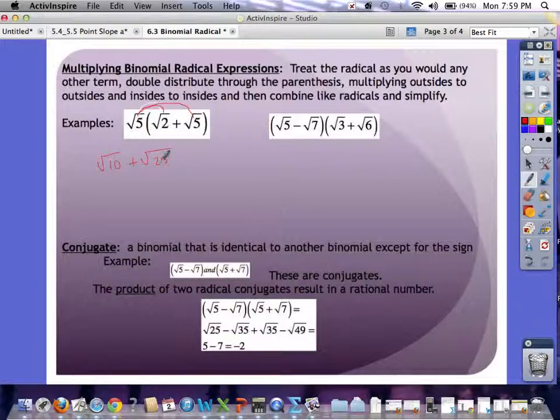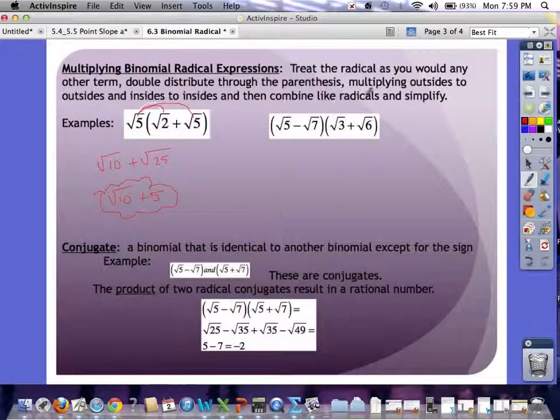Square root of 25 is 5. So this just becomes the square root of 10 plus 5. You don't tag anything in front. That means multiplication, okay? You just leave it just like this. All right? Now, we have a binomial times a binomial.